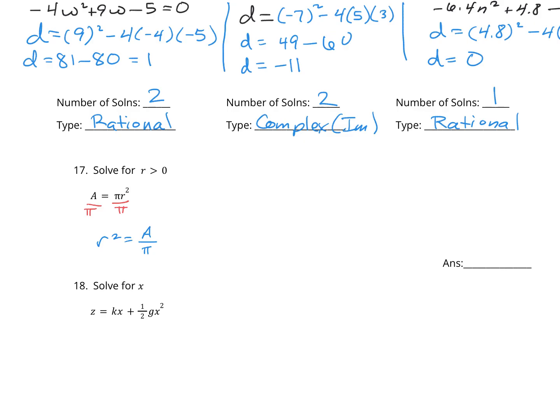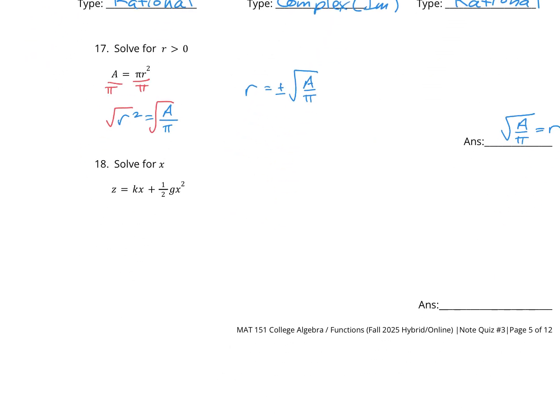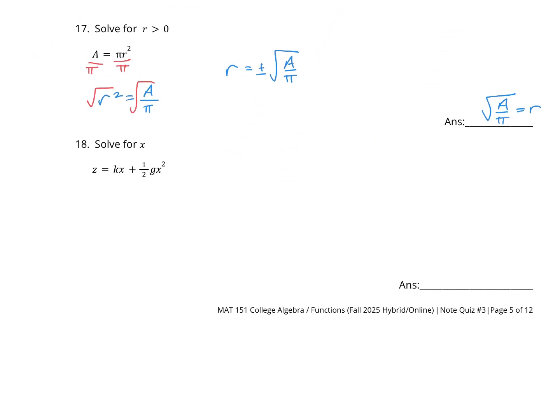So now we can use the square root property because that's the quickest way to get r by itself. Taking the square root of both sides, that gives me r is equal to typically plus or minus the square root of a over pi. But because of the disclaimer that r is greater than 0, it's just the square root of a over pi that equals out to r for this case. We can throw away the negative solution. And if you think about it, this is the area of a circle, so of course the radius is going to be positive.